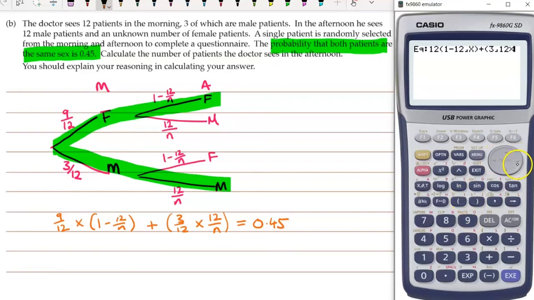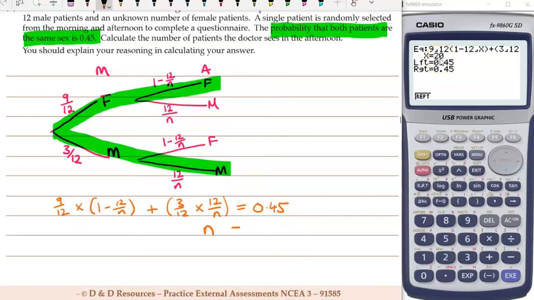Actually, it probably was fine without the bracket, but I just want to make sure I'm keeping track of what I'm doing here. Okay, and then that is equal to 0.45. So enter that, solve, and we have 20 is the solution to this. So n is 20. Now, remembering what n was, that was the total number of people that were being seen in that afternoon. And what we're being asked for in the question, we want the number of patients the doctor sees in the afternoon.